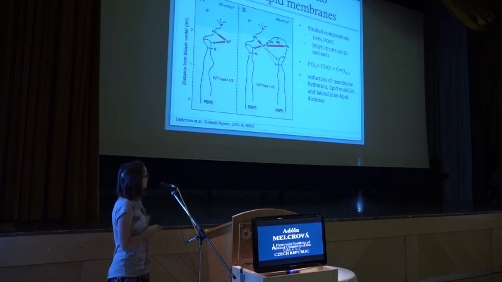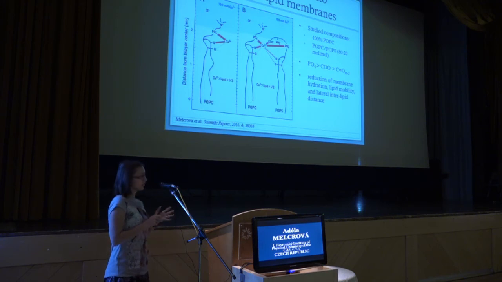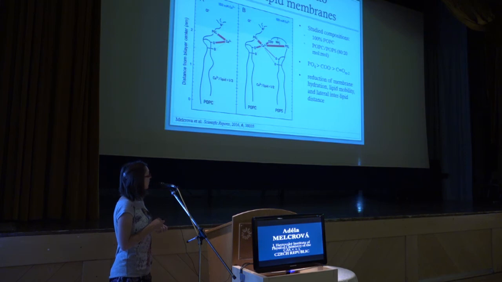And the ions reduce the membrane hydration, so the membrane is dehydrated a little bit. The regions at the phosphate and carbonyl levels are a little bit rigidified, and the lateral interlipid distance is also reduced. So the membrane is a little bit shrunk, I would say.